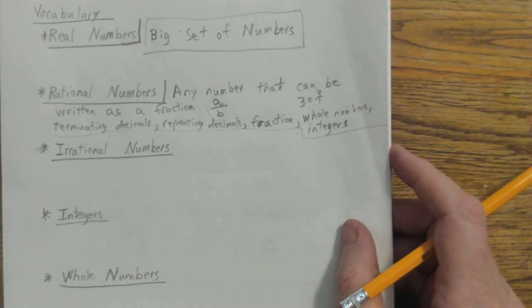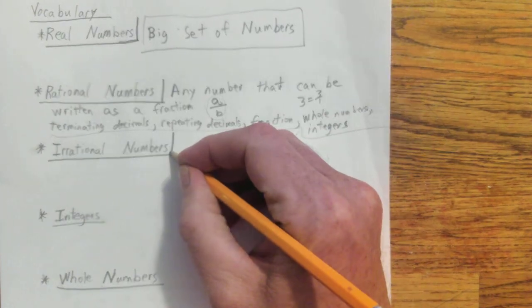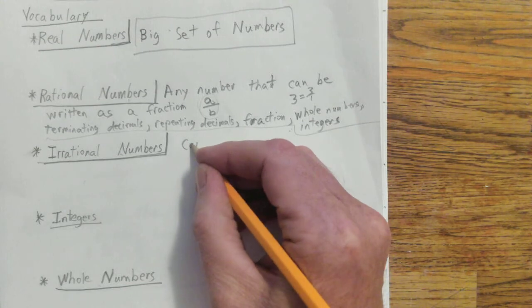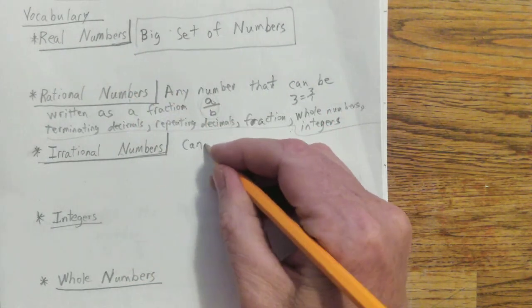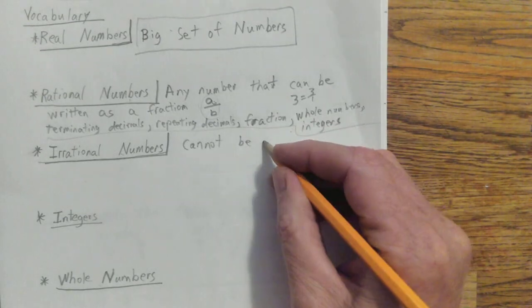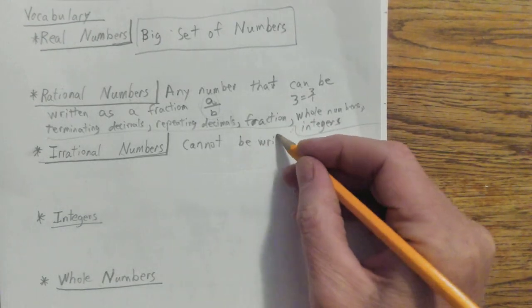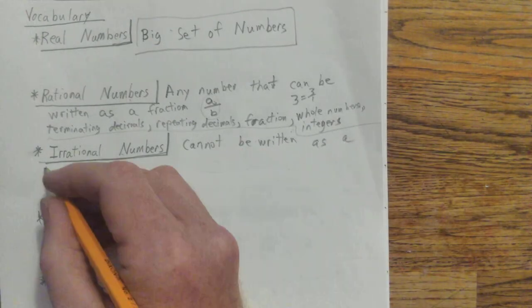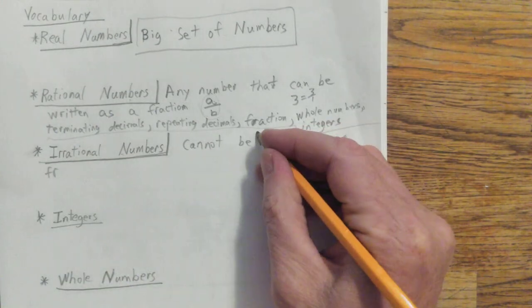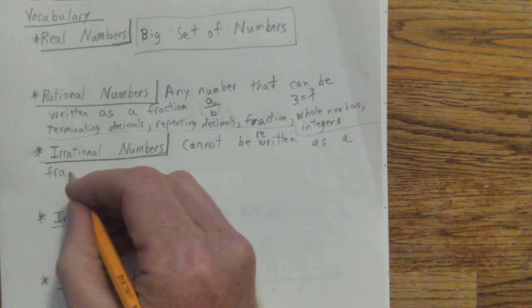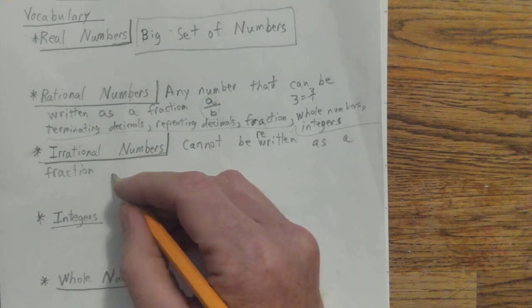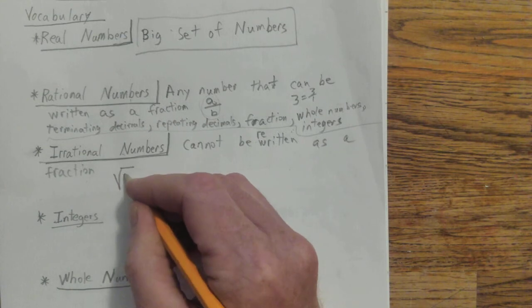Now, irrational numbers. Okay, they are real numbers that cannot be written, maybe rewritten might be what I want there, as a fraction. I think it's easier when we're talking about irrational numbers if I take something like the square root of 7.